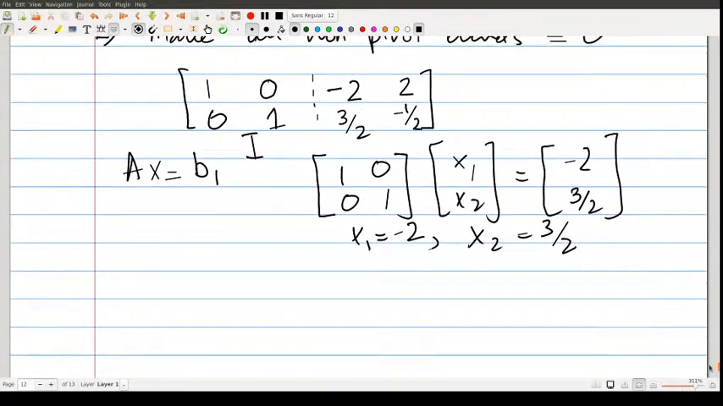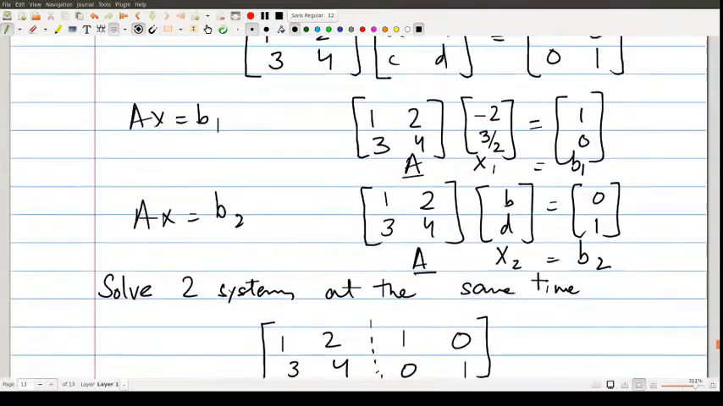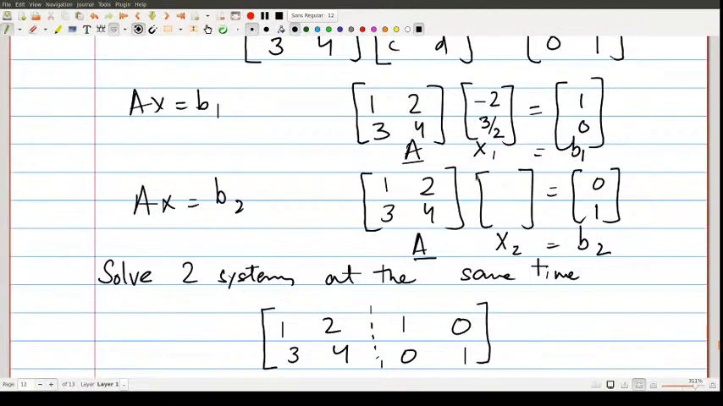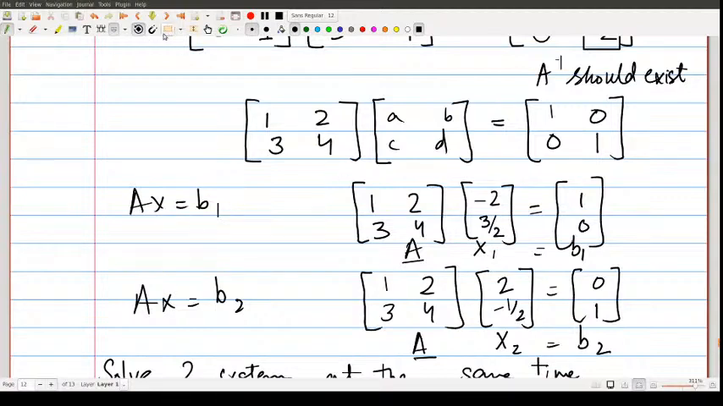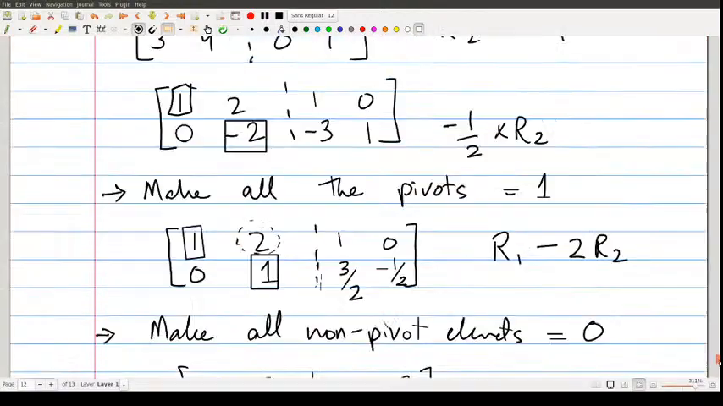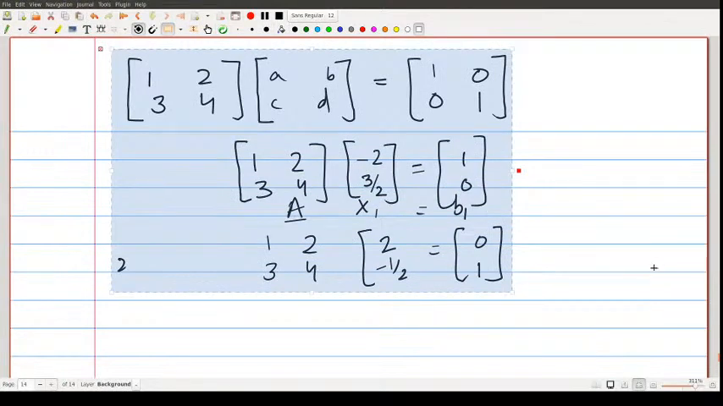And the second one, notice that you can also get the answers to Ax equals b2. It's telling you that the first entry, x1, is going to be 2 and x2 is going to be minus half. So the solution to the second system is 2 and minus half. So I take all this information that I have collected right now, and plug in the entries. This was the information that I've collected.